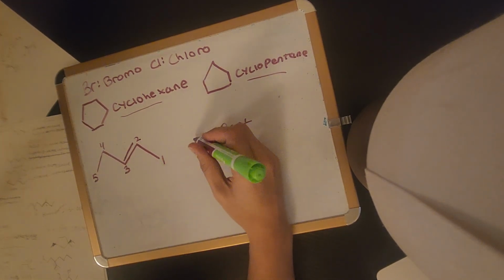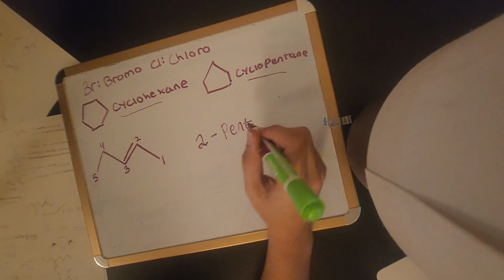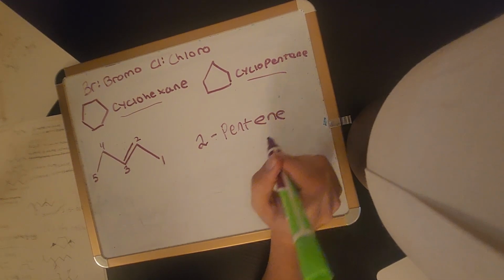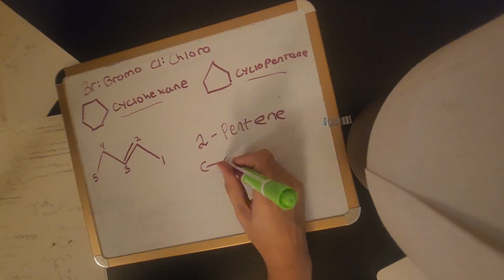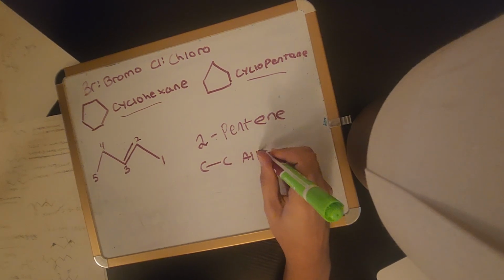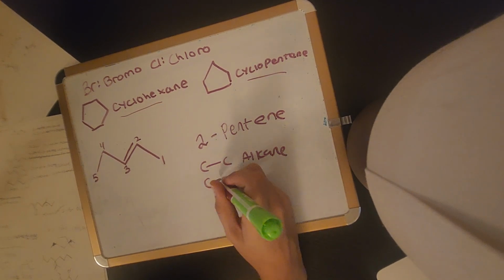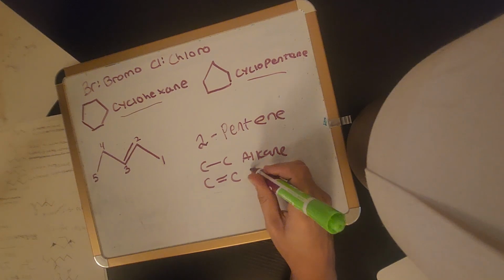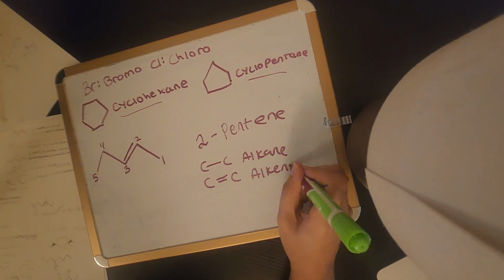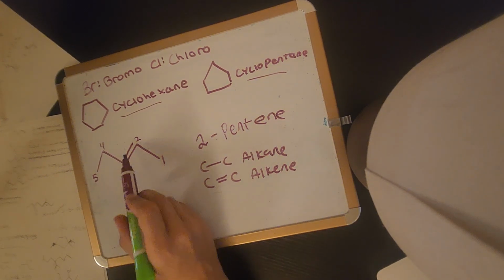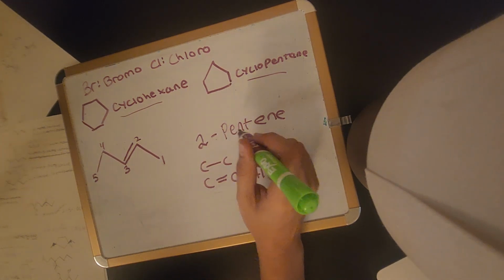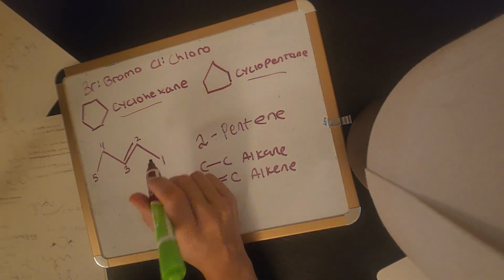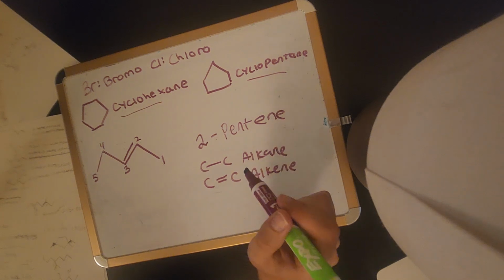In this case, this is a 2-pentene. Remember that a carbon bond to a carbon is an alkane, and a carbon double bond to a carbon is an alkene. In this case, because this has a double bond, it's going to go from being a pentane to a 2-pentene.